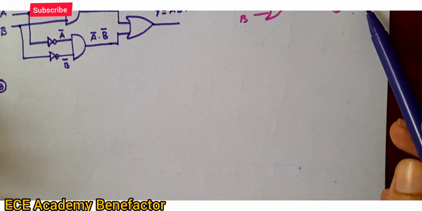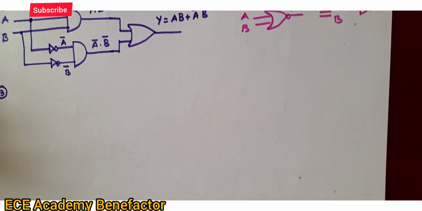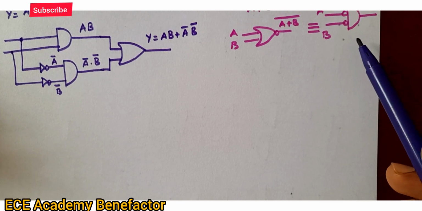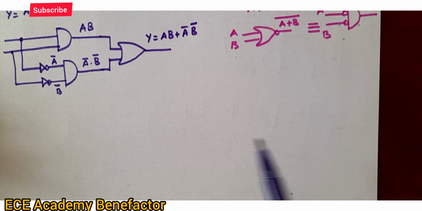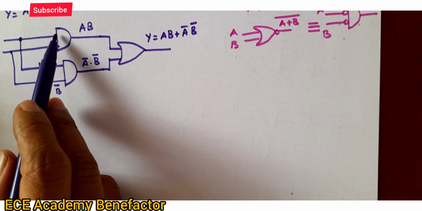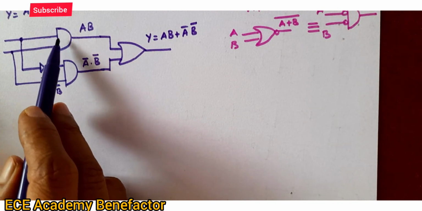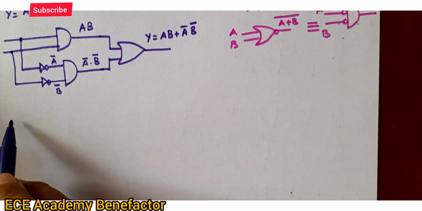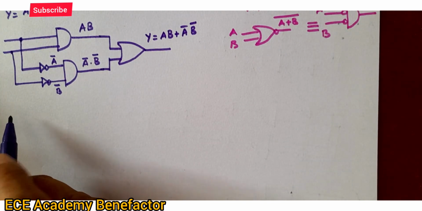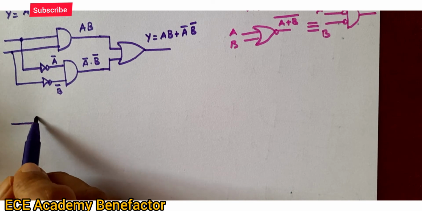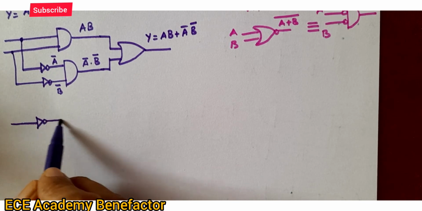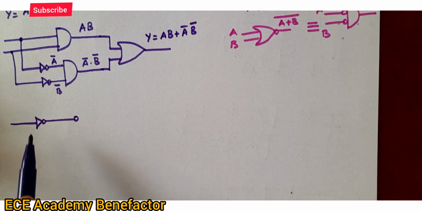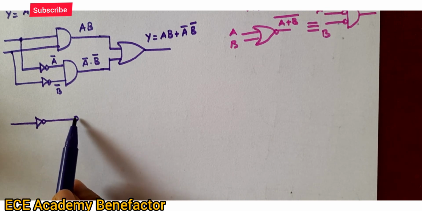Here, by De Morgan's theorem, bubbled AND gate is equal to NOR gate. You have to replace this diagram by NOR gate. So you have to change this AND gate to a bubbled AND gate. How can you do that? By putting NOT gate here. So place NOT gate and put one bubble here. The bubble is also nothing but a NOT gate.